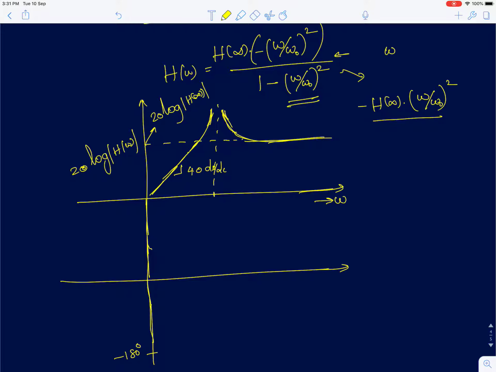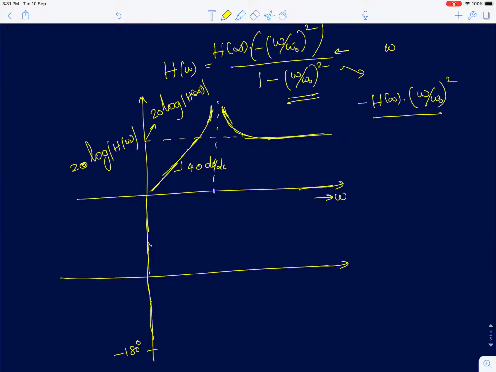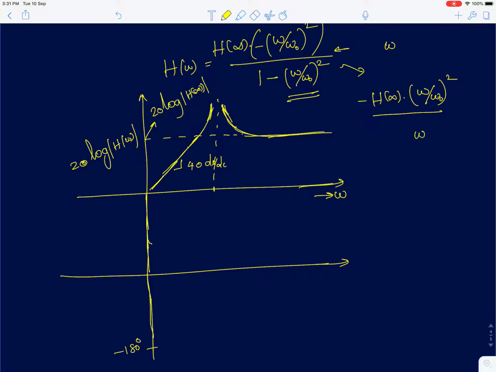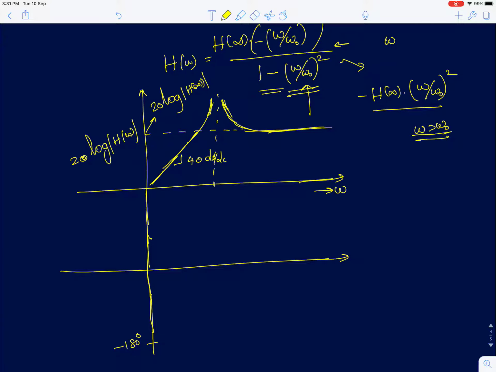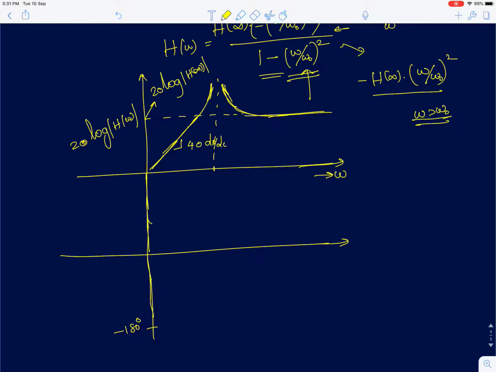Now as you increase the frequency for omega greater than omega naught, this term will become greater than 1 and the denominator will become negative, so the overall phases will cancel out and the output and input will be in phase, so it will go to 0 degrees. So at omega equal to omega naught, there will be a sudden change in the phase and it will go to 0 degrees. This will be phi of omega, the phase response of this high pass function.